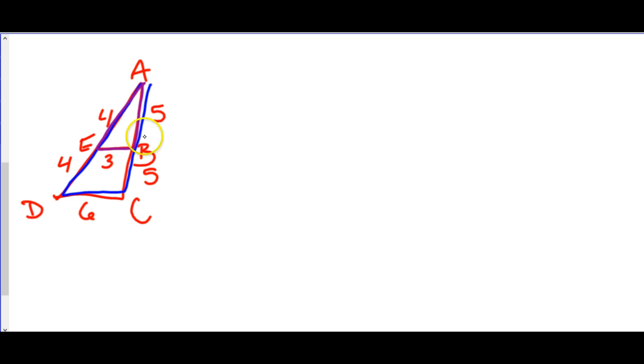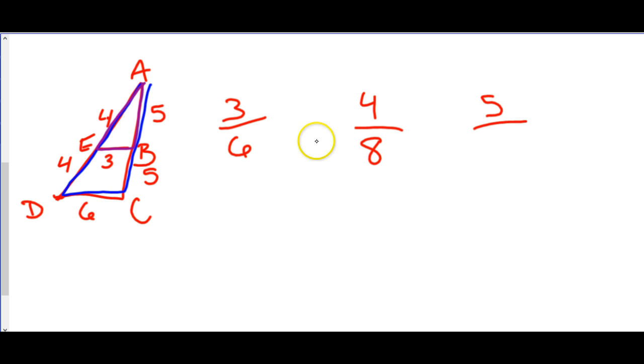3 is the bottom of the purple triangle, and 6 is the bottom of the blue triangle, so those would go together. 4 is the left side of the purple triangle, and the blue triangle, the left side, consists of both of these numbers added together. The 4 is only talking about the top half, and the other 4 is only talking about the bottom half. So we have to add them together to say, okay, from A all the way to D, that's 8. And the last one, 5, is the top right of the purple triangle. We need the right side of the blue triangle. Again, we have to add, which gives us 10.